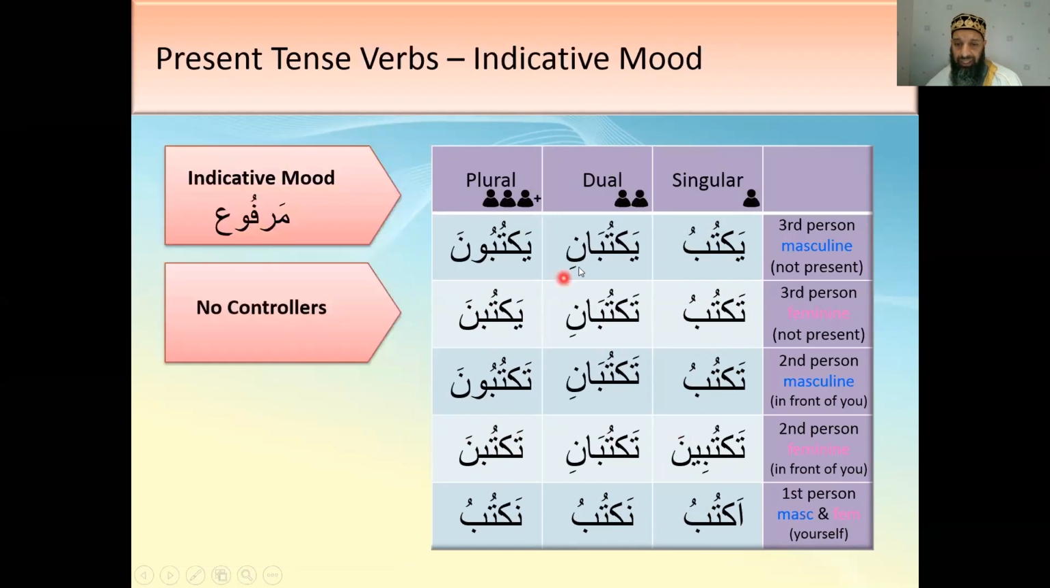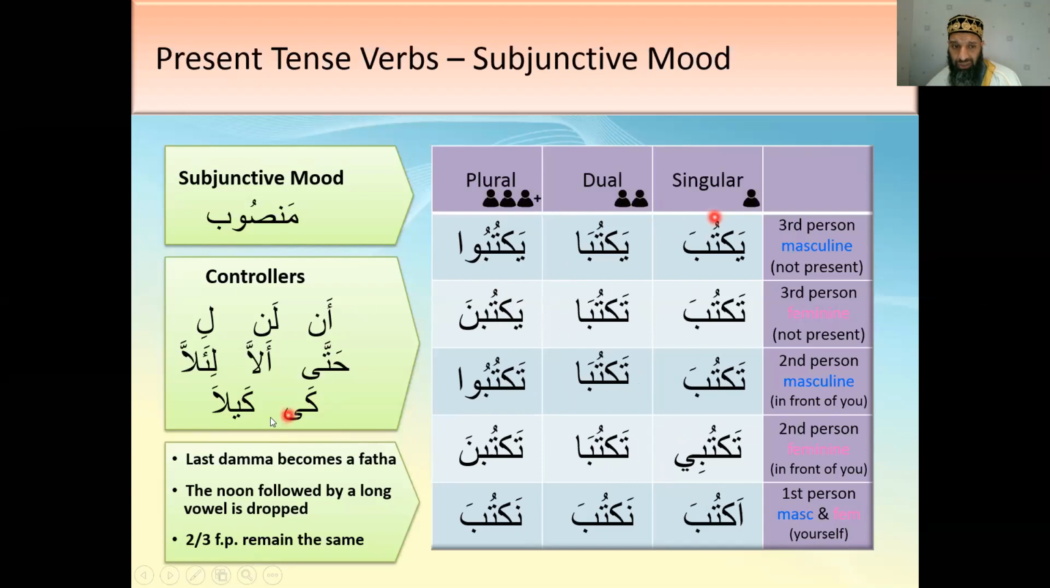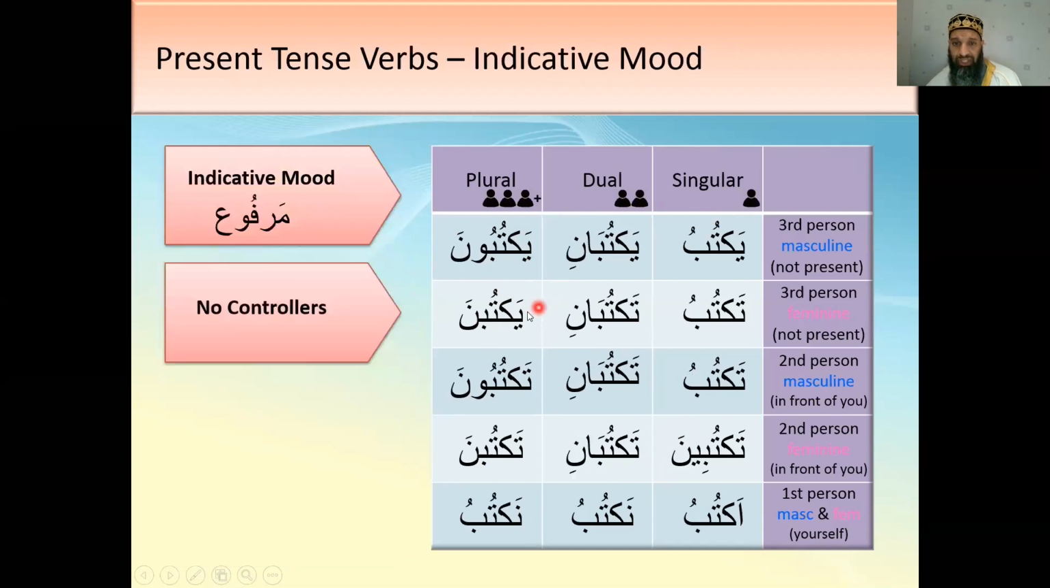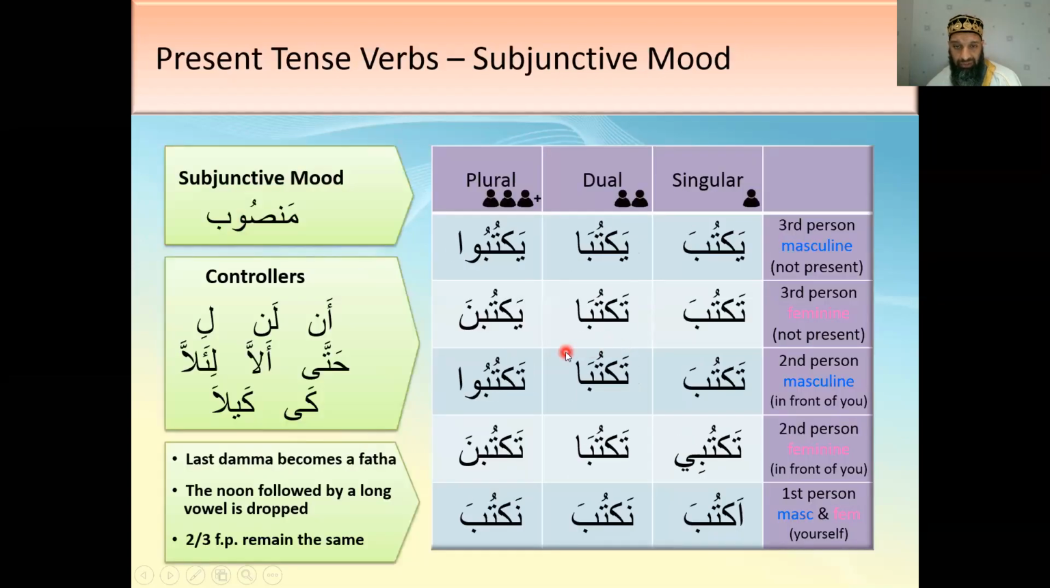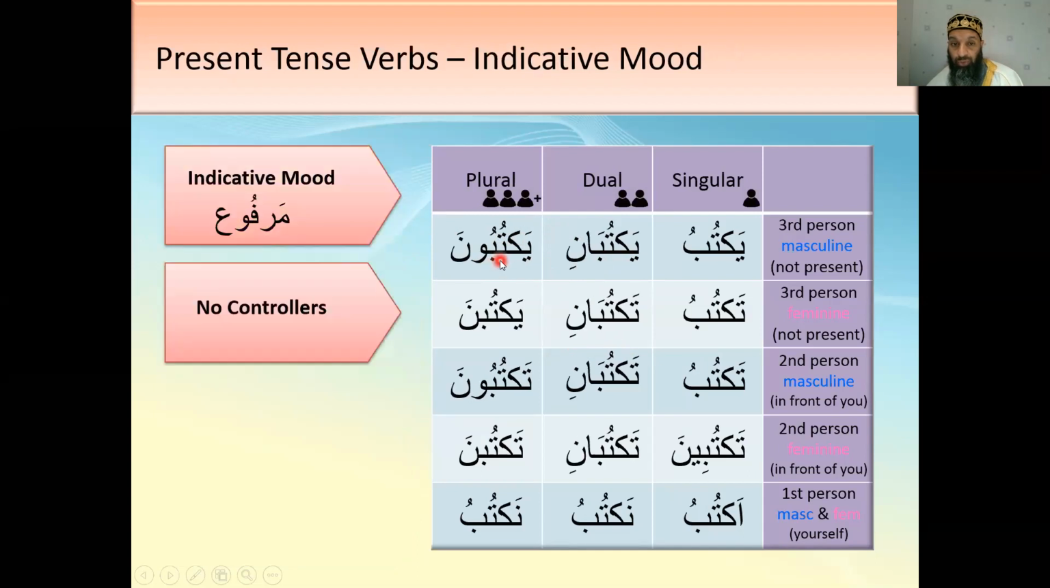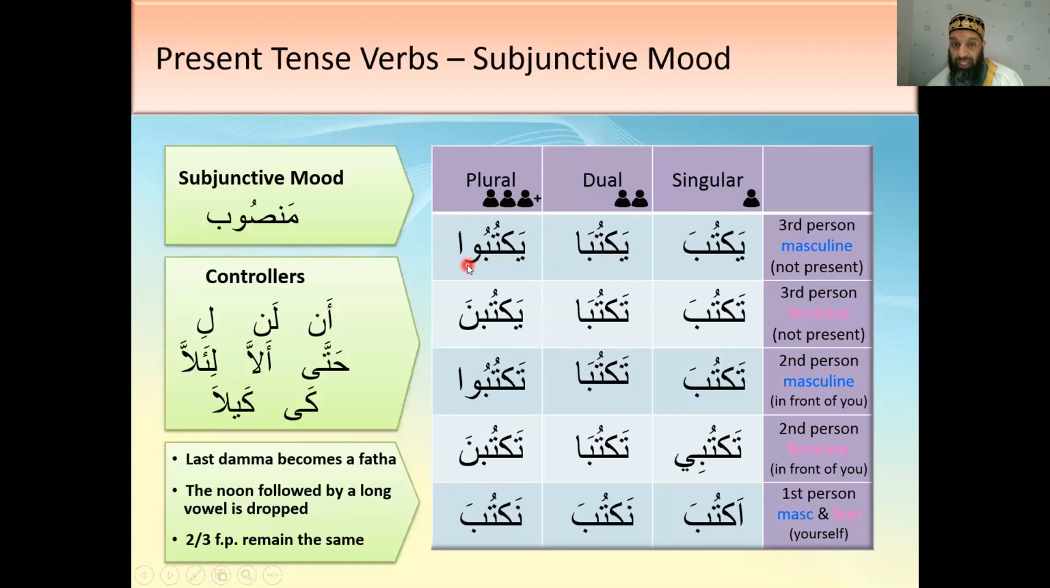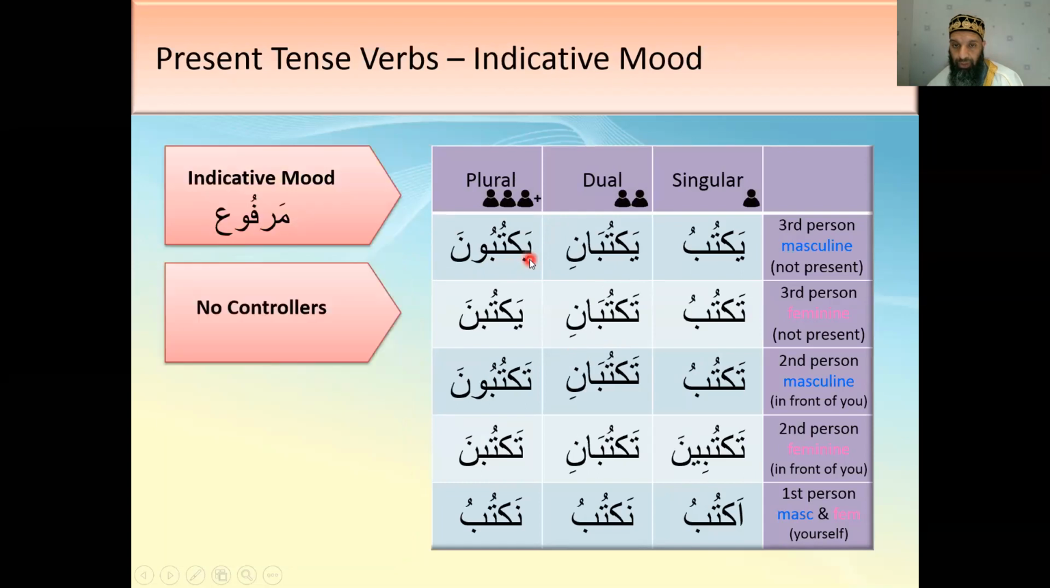So all that means is, again, when one of these controllers comes in front of one of these words, the grammar changes to that. The meaning is the same. Yaktubu means the same as yaktubuna, but now it's going to be that they all write. And if you stick an an, that they all write. But yaktubu means the same as yaktubuna. The noon will drop sometimes, but the meaning is the same. So this is just a grammar rule.